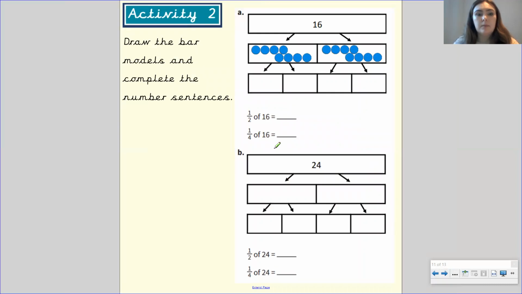Okay, activity number 2, you need to draw the bar models and complete the number sentences. So you've got 16 here, and then you've got it in half, and now you need to work out what it is in quarters and then complete the number sentences down here. And then you've got to do the same again, but for 24. Pause the video here if you are completing activity number 2.